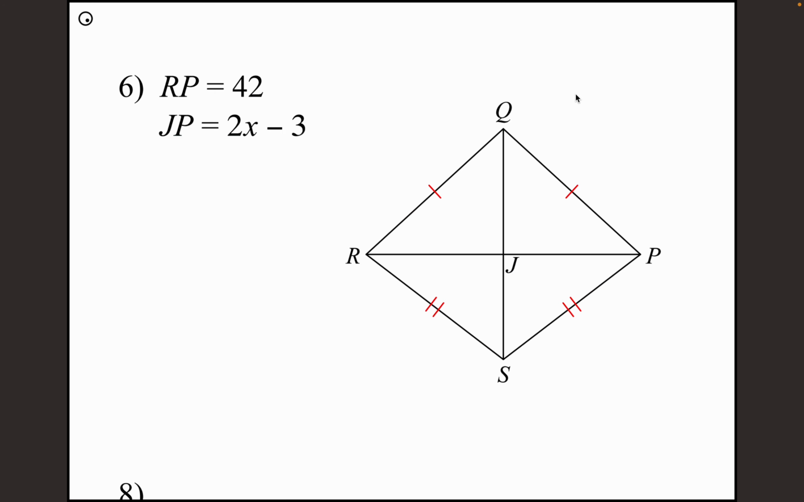Oh, Jackson. The line? This is amazing. Yeah, that's the line. This part equals 42. So how does that help us? And then JP. This is J. This is going to be in half. JP is half of RP. On number 6, JP is going to be half of RP.